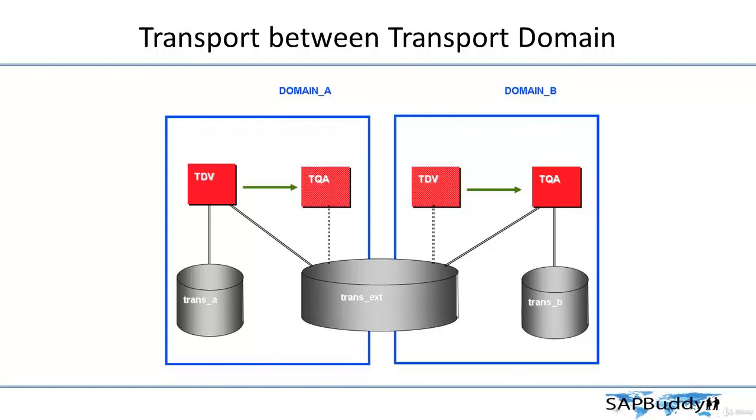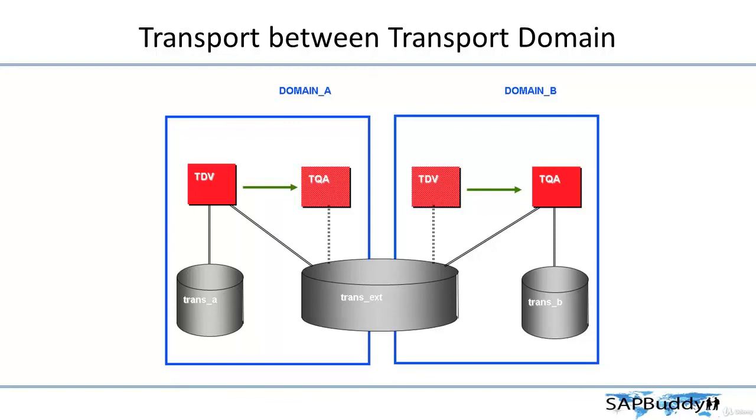Also we have another external system in domain B, that is TDV, which is linked to the common directory in domain B. So these two external systems will be using the common directory, so that the transport from domain A to domain B can be configured. That is the logic behind connecting two different domains.